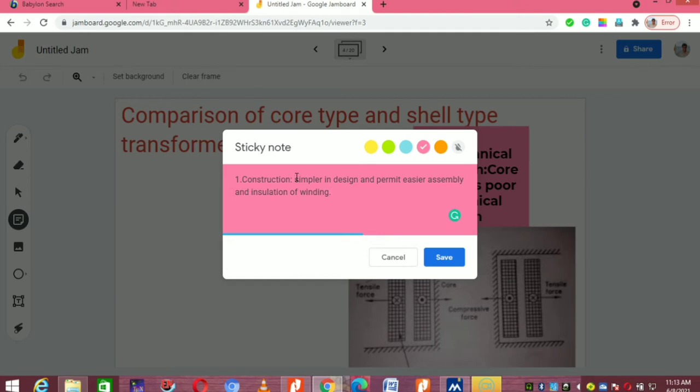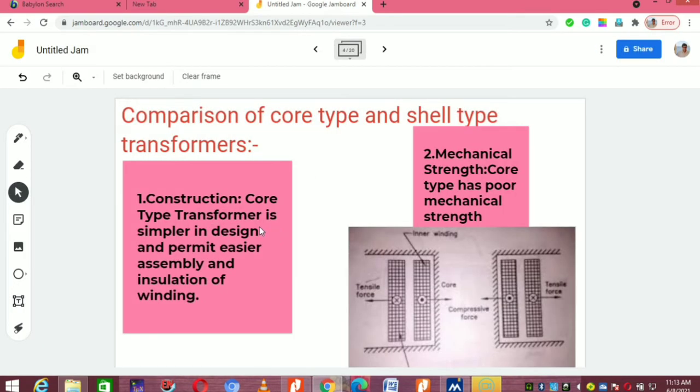Here I missed to mention that core type transformer is simpler in design and permits easier assembly. Next, a core type transformer is very simple, simpler in design and permits easier assembly and installation of windings.